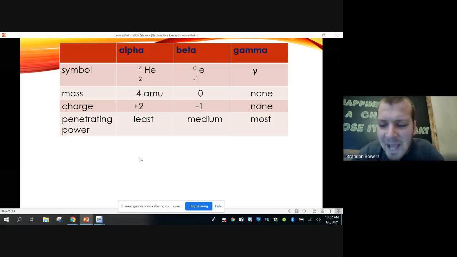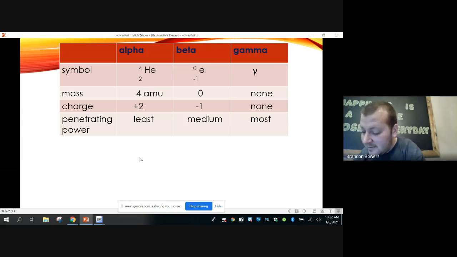Now, penetrating power, which is the strongest, alpha, beta, or gamma? Well, in this example, in all of these, gamma is the strongest. All right. So whenever you hear radioactive decay or radiation, gamma is the strongest. Gamma can actually travel up to about 10 feet. It can travel a decent amount. Whereas an alpha particle probably won't even penetrate paper. All right.